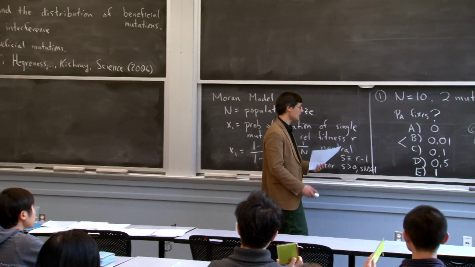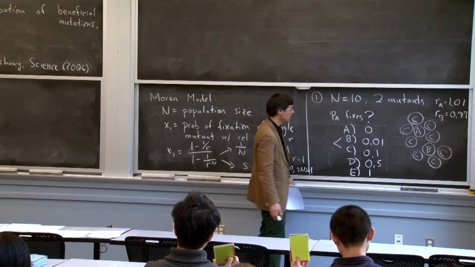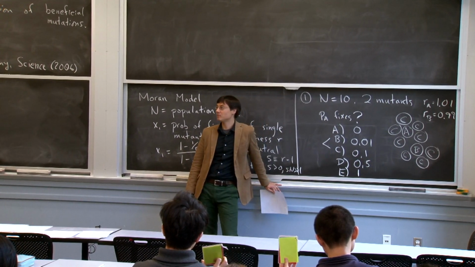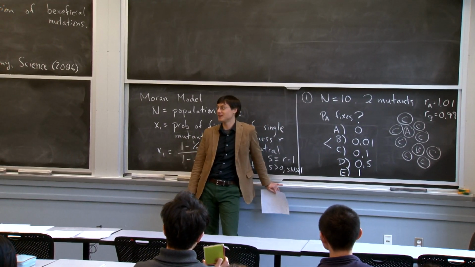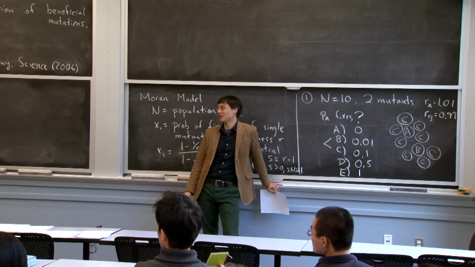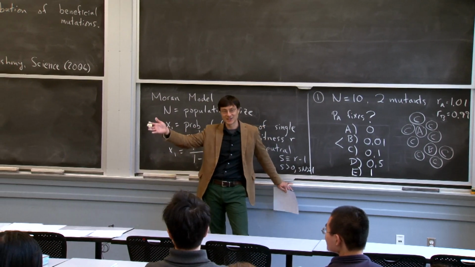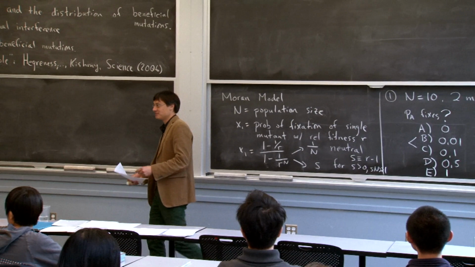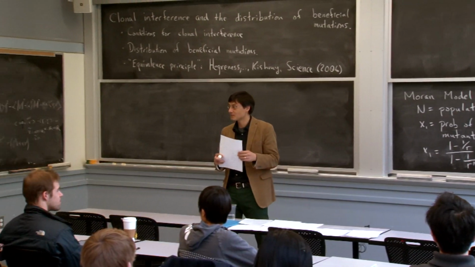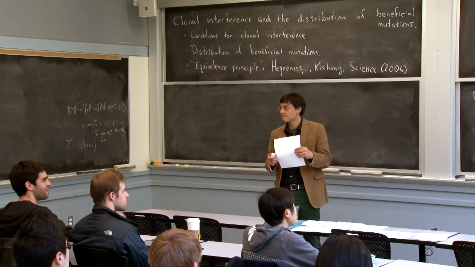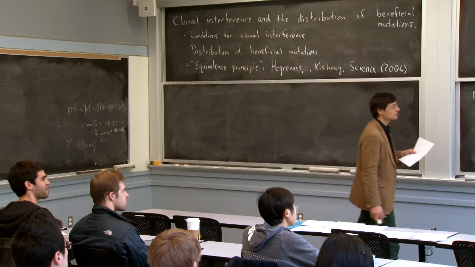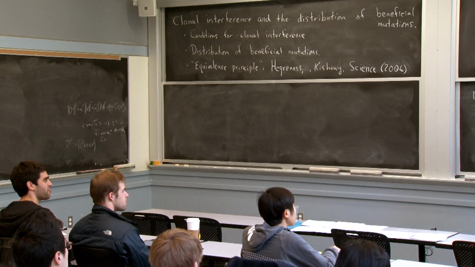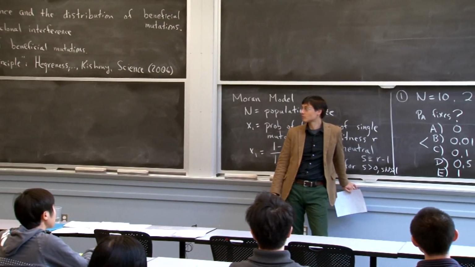Towards C, but not all the way. Different arguments. D is the argument being made over here, so let's hear it. Definitely D. If there's one individual from A and one individual from B, and they're about the same fitness, then the probability that they take over is 50%.